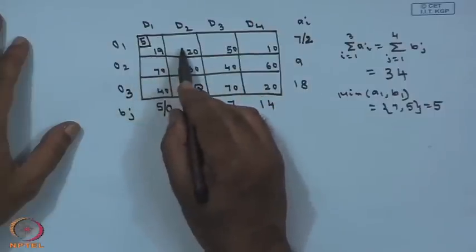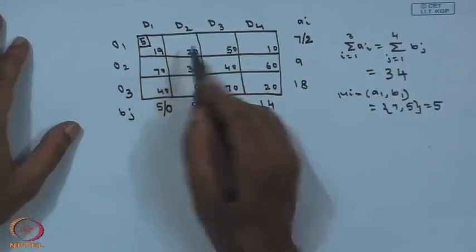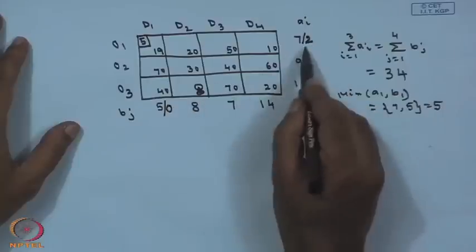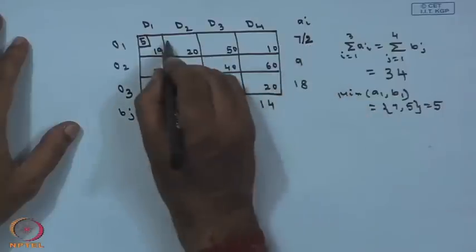Now you go to the next cell. In the next cell, your availability is 2 and your demand is 8. The minimum of them is 2, therefore you allocate 2 over here.